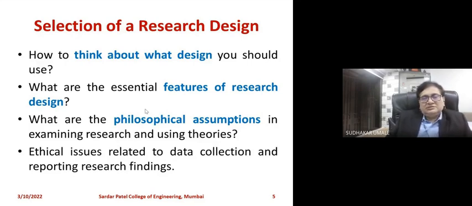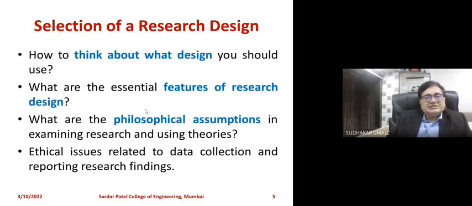Before that, during reading this slide, you have to prepare your answers. I have given some of the questions to you. How to think about what design you should use. Just to prepare it, later on I will discuss what are the essential features of the research design, what are the philosophical assumptions in examining research and using theories, ethical issues related to data collection and reporting research findings.